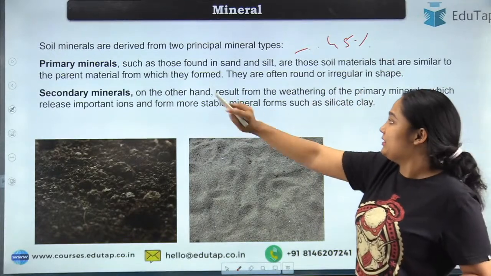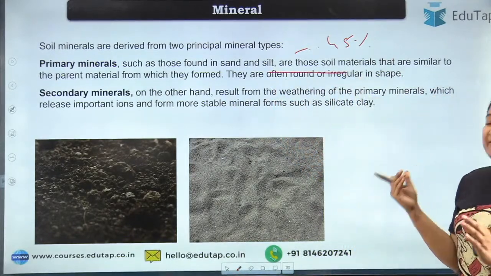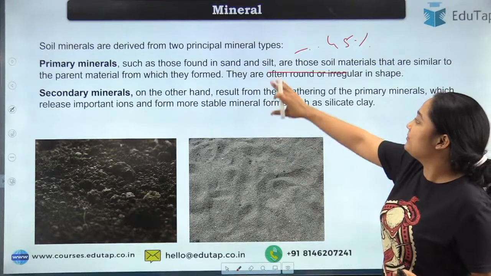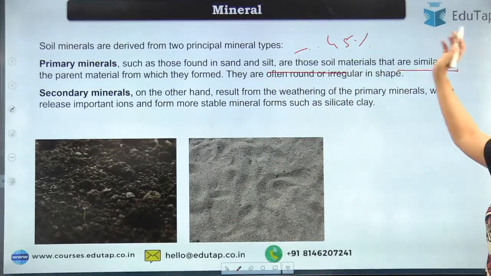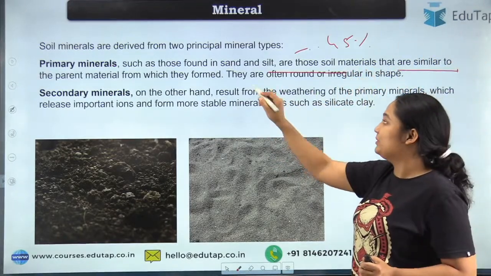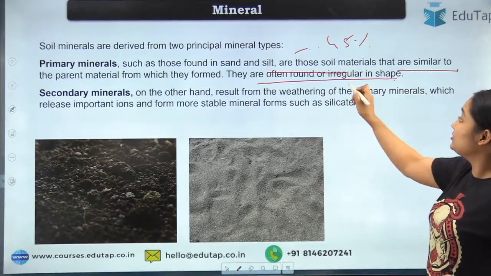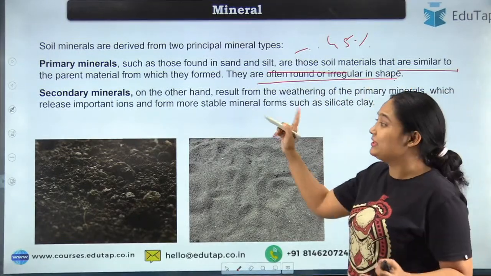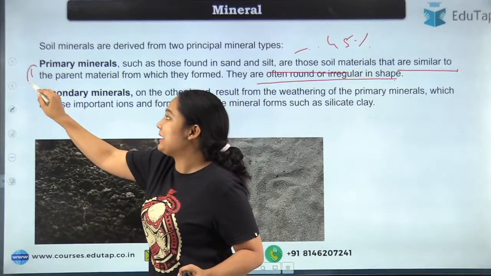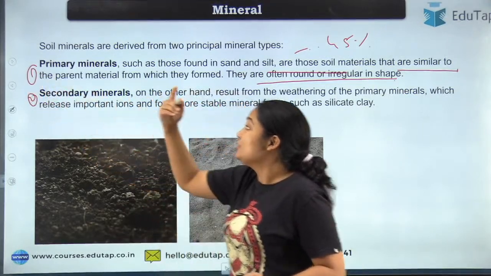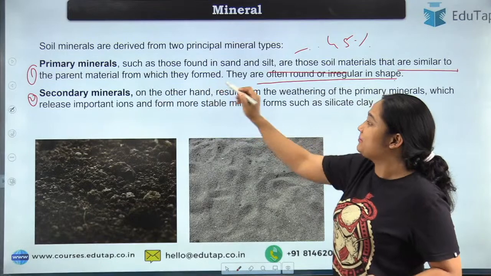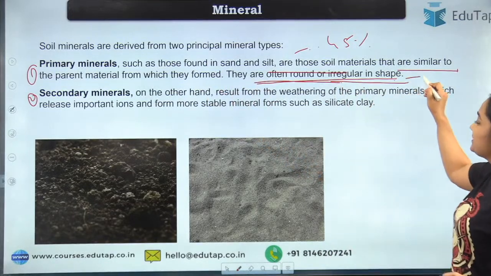So primary minerals, what are these? These are sand and silt that we discussed. Primary materials have a nature similar to the parent material from where they have been weathered. Because they are comparatively new, it means they come first. We first go to primary school, then we go to secondary school. This kind of thing you will have to remember. The primary ones often have irregular shape because they are new.